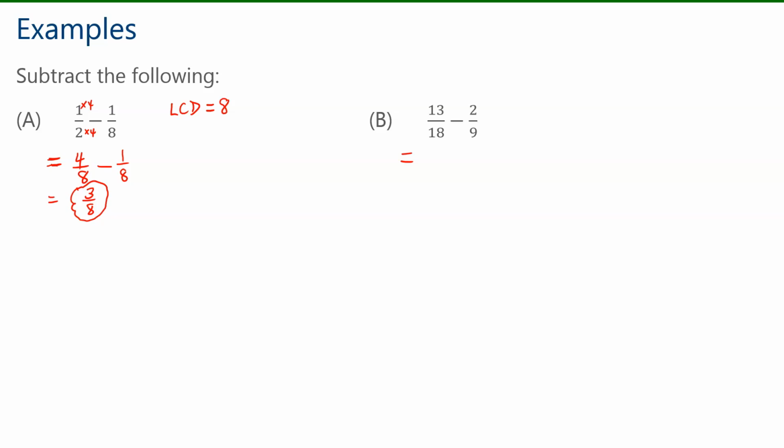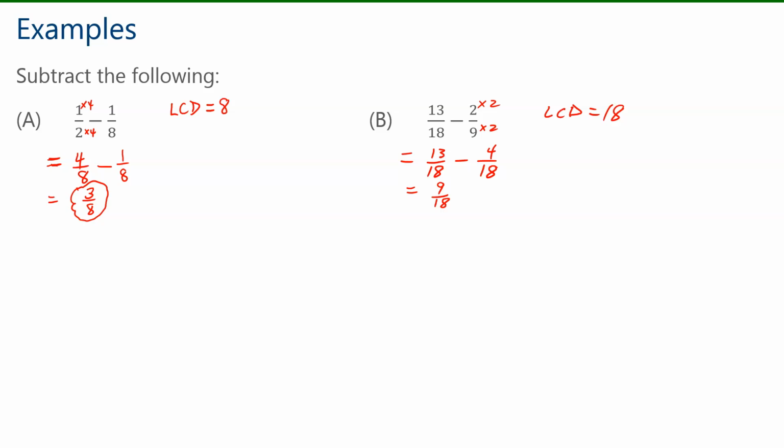In B, 13 over 18, subtract 2 over 9. Denominators, different. The LCD, though, will be 18. The least common denominator for 9 and 18 is 18. So the first fraction, I just copy down as is. 2/9, I need the equivalent fraction. If I double up 9, that gives me 18. So I double up 2, that gives me 4. Keep that denominator the same. Subtract the numerators. 13 subtract 4 is 9.